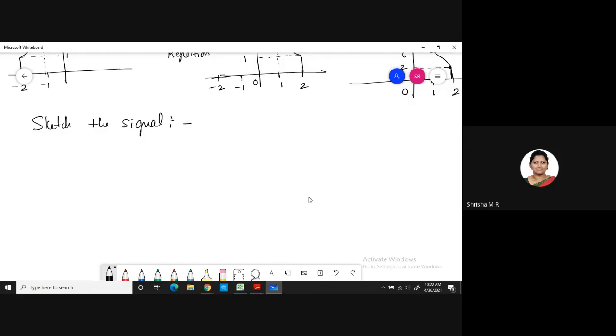So sketch the signal minus u of t plus 3 plus 2 times u of t plus 1 minus 2 times u of t minus 1 plus u of t minus 3. This is also an important problem. So you have to sketch the signal y of t, which is equal to minus u of t plus 3 plus 2 times u of t plus 1 minus 2 times u of t minus 1 plus u of t minus 3.